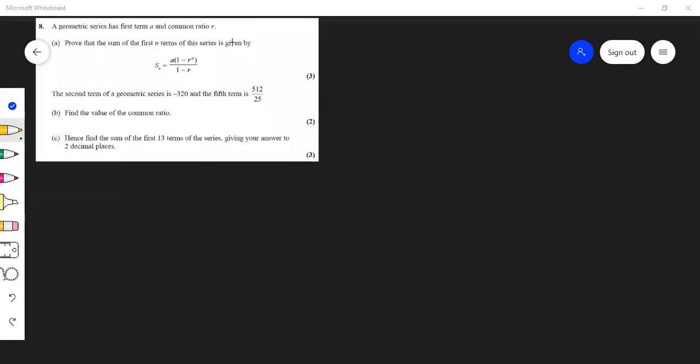So a geometric series has first term a and common ratio r. We have to find the expression for the sum of n terms of a geometric series. The geometric series sum Sn can be written as the sum of n terms: the first term, plus we go on multiplying by the common ratio to get the next term in GP.